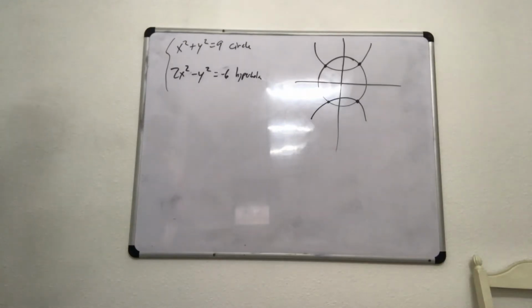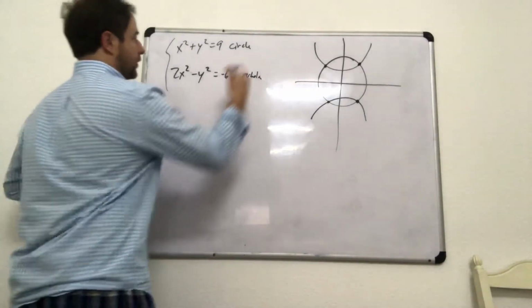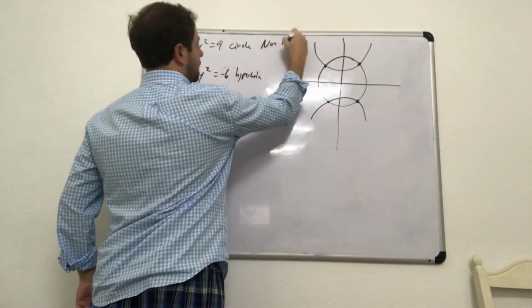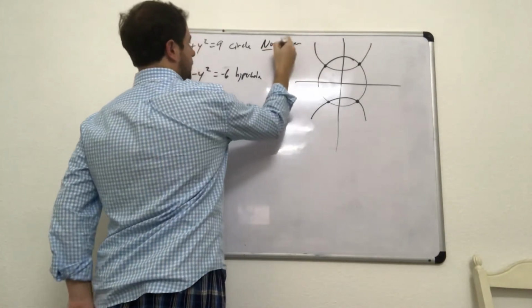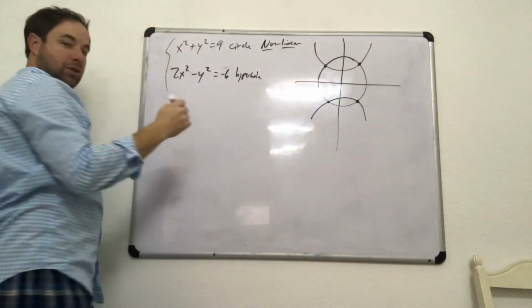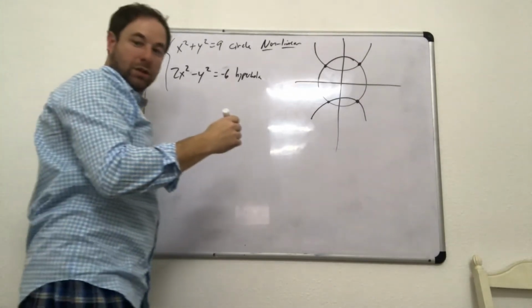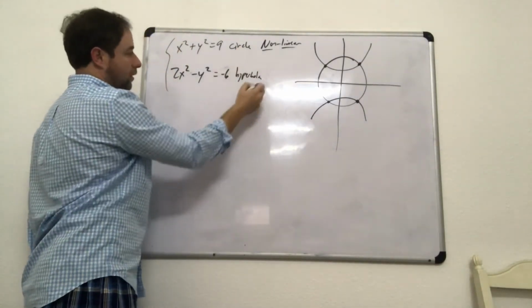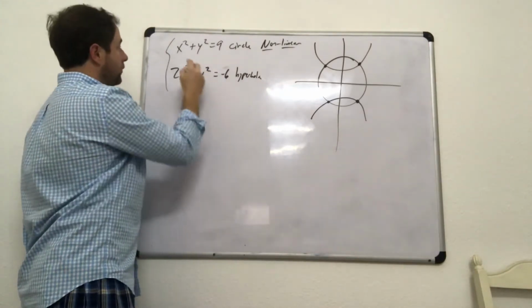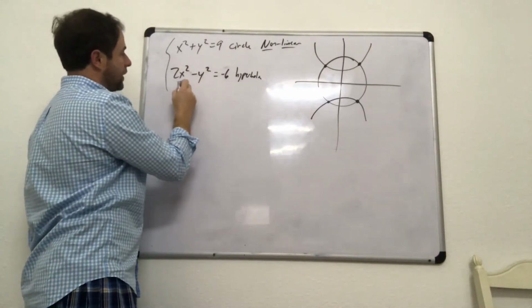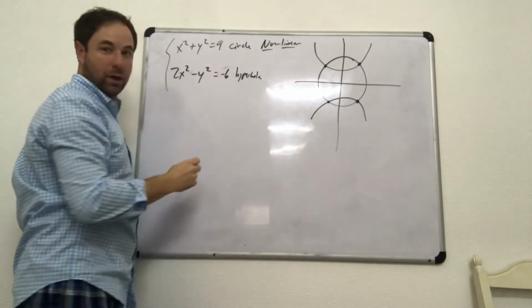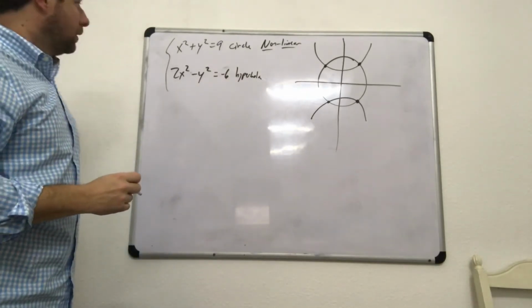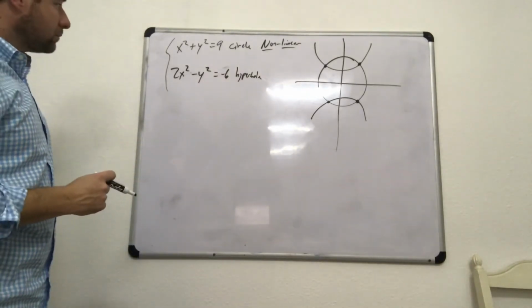The next non-linear, once again, these are non-linear equations, meaning not aligned, not just aligned equations. These next ones that we're going to look at is a circle and a hyperbola. So you get x squared plus y squared equals 9. You get 2x squared minus y squared equals negative 6.